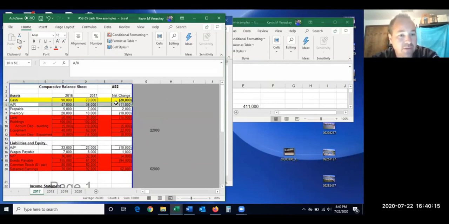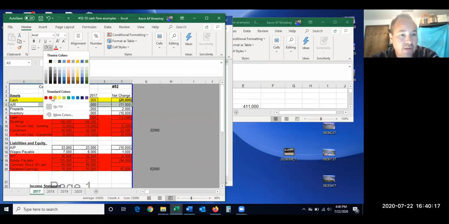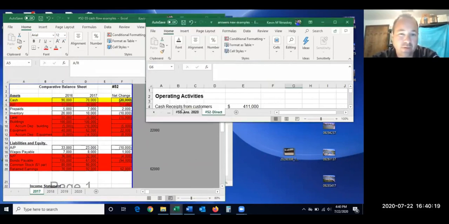So let's knock this out, and I come over here: cash receipts from customers. This includes the 400,000 in sales plus the additional AR that came in. If the AR would have gone the other way, if the AR would have been up in 2017 compared to 2016, then we would have subtracted the amount of difference.